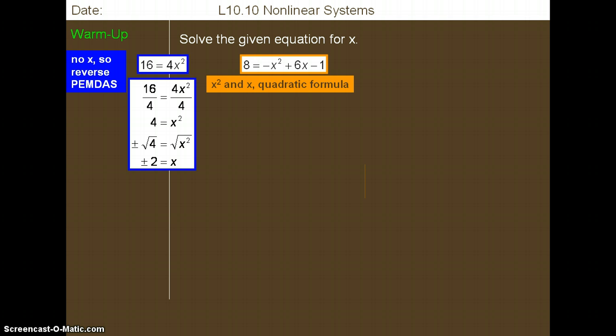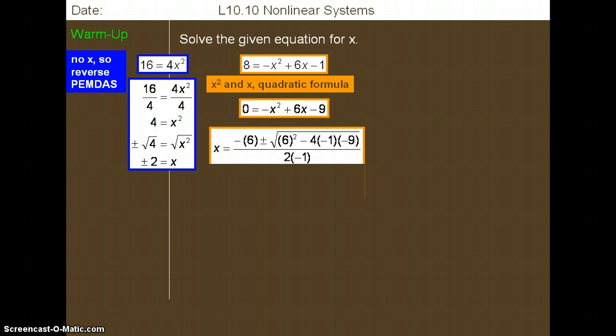In the second one, we do have an x squared and an x term, so the quadratic formula is absolutely necessary. However, in this one, it is not quadratic ready. We do need to zero out one side completely by adding a negative 8. So we have just found out that 0 is equal to negative x squared plus 6x minus 9. Here we have parts A, B, and C. They will be entered into the quadratic formula.